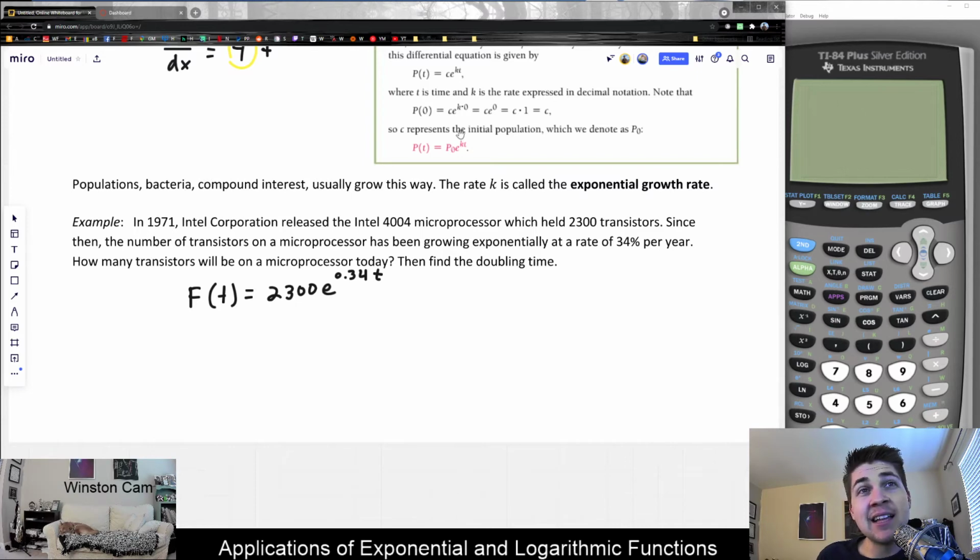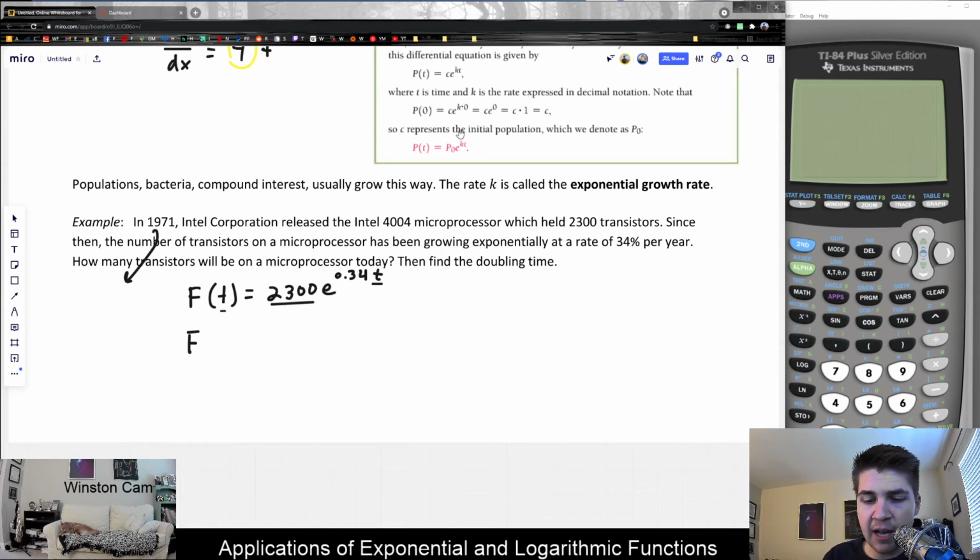And notice it's not specific, but just because it says it's growing exponentially, this would be a fine assumption. So we could say, well, what about today, or even let's just say in the year 2000. Since 1971 is going to represent the 0, remember that the 0 value here will produce e to the 0 power, which is 1. So 2300, that starting value should always correspond to the domain input of 0.